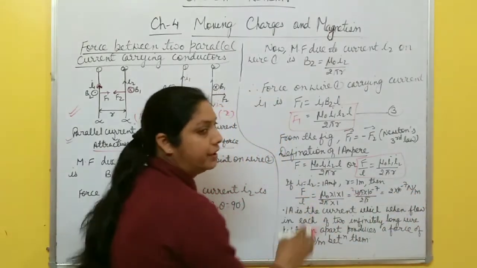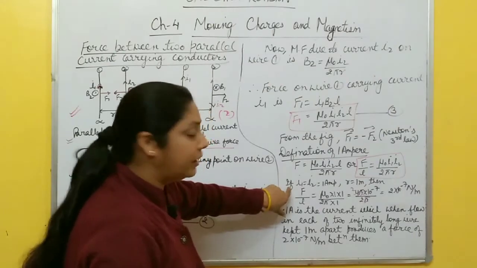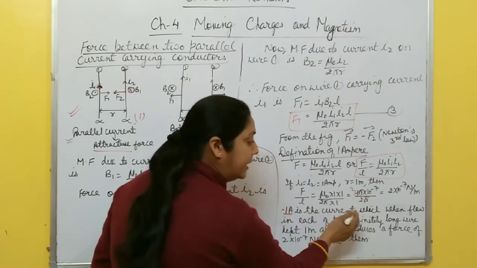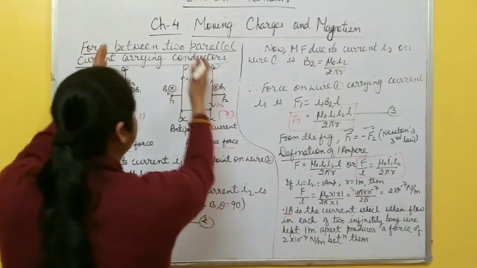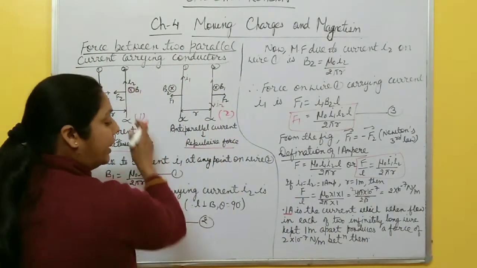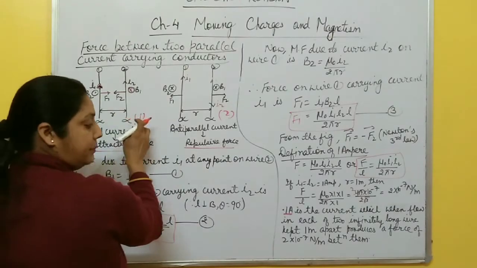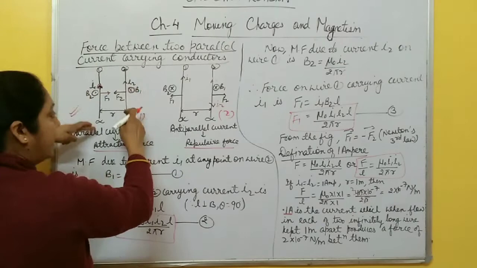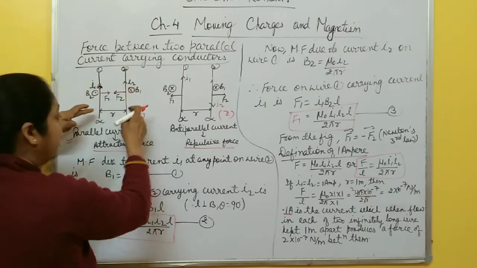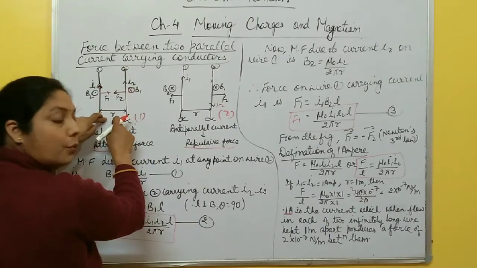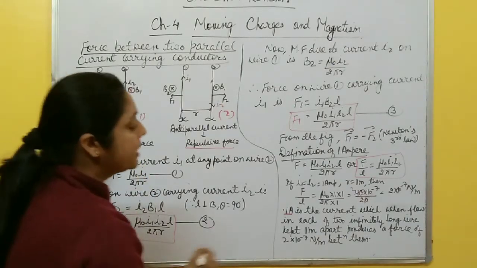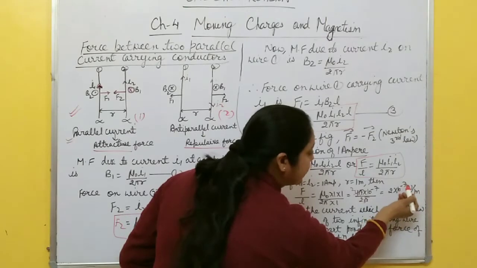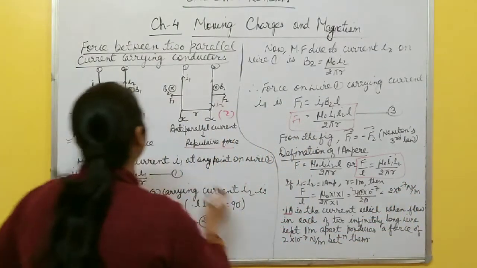This is force per unit length. So from here we can define 1 ampere. 1 ampere is the current which, when flowing in each of two infinitely long wires kept 1 meter apart, produces a force of 2 into 10 to the power minus 7 Newton per meter between them.